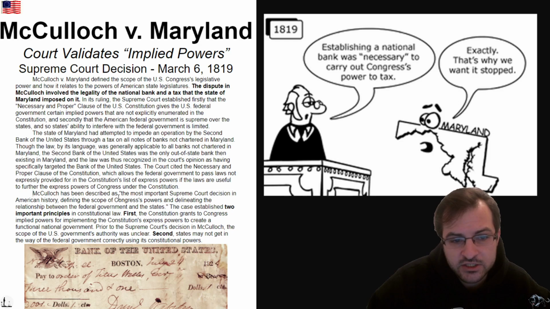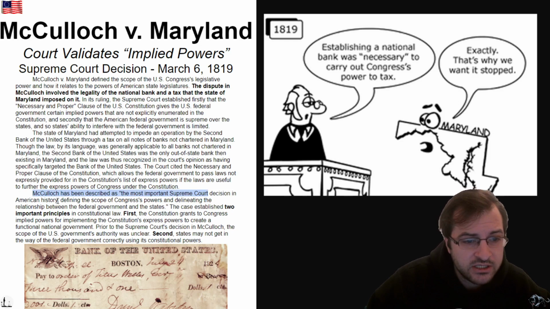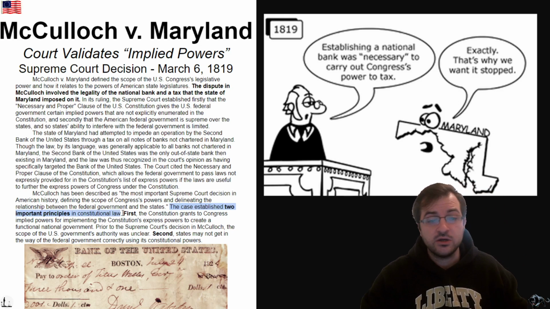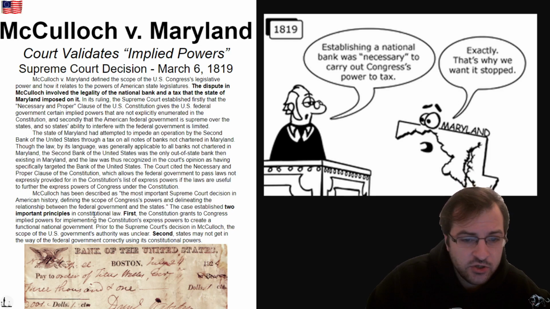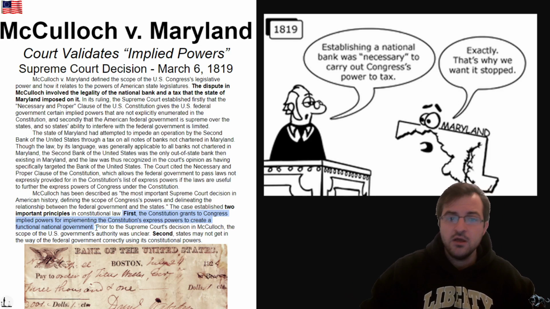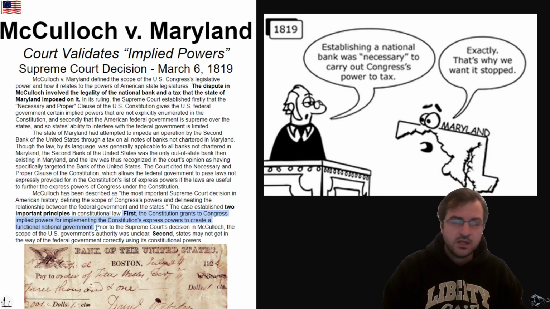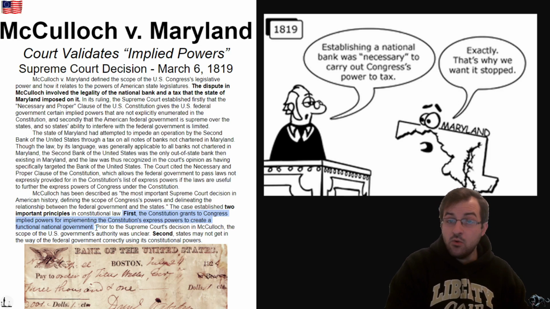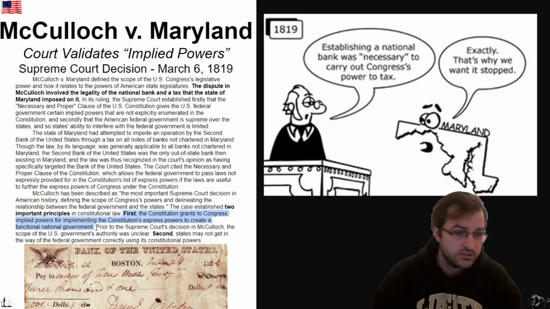McCulloch has been described as, quote, the most important Supreme Court decision in American history, defining the scope of Congress's powers and spelling out the relationship between the federal government and the states. The case established two important principles in constitutional law. These two important principles are, first, the Constitution grants to Congress implied powers for implementing the Constitution's express powers to create a functional national government. In other words, the Constitution does give Congress obvious extra powers in order to complete their primary goals.